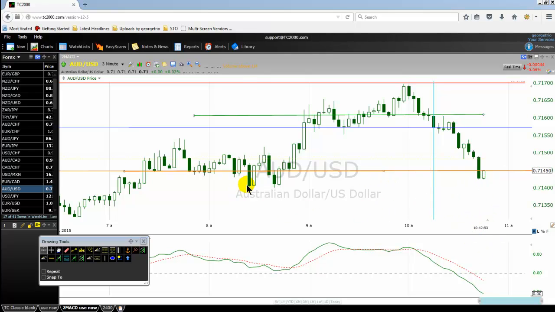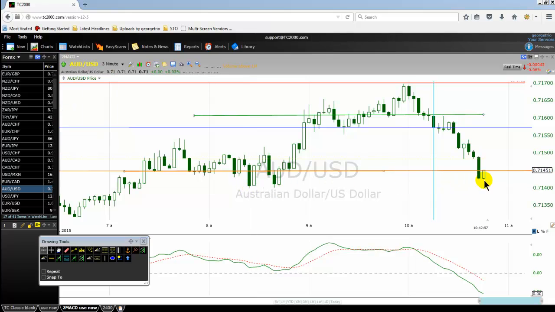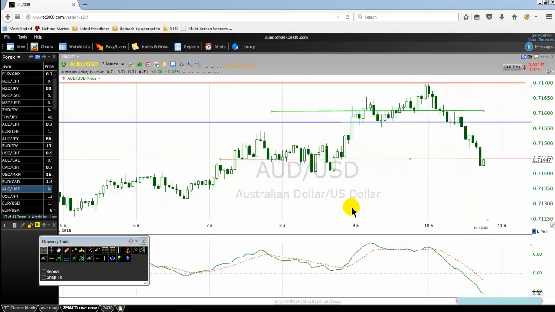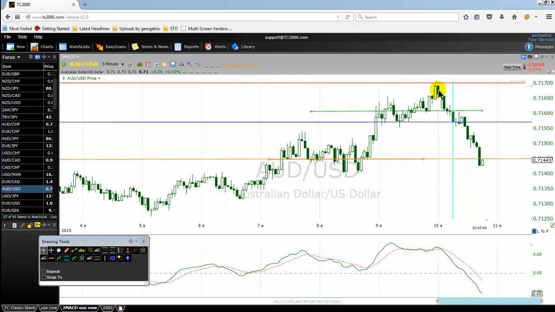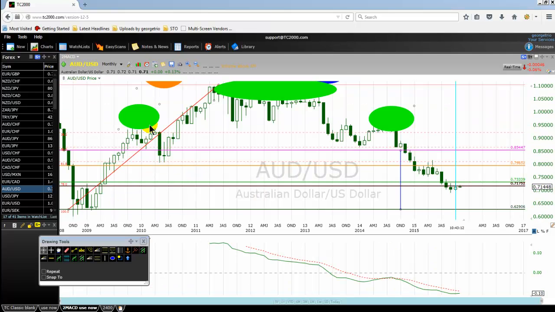You can see there's a support here on the 3-minute time frame, but I'm not going to budge. I'll wait patiently for more profits. It makes sense because of the setup. So we want to spend more time on the trading setup, the big head and shoulders chart pattern on the monthly chart.